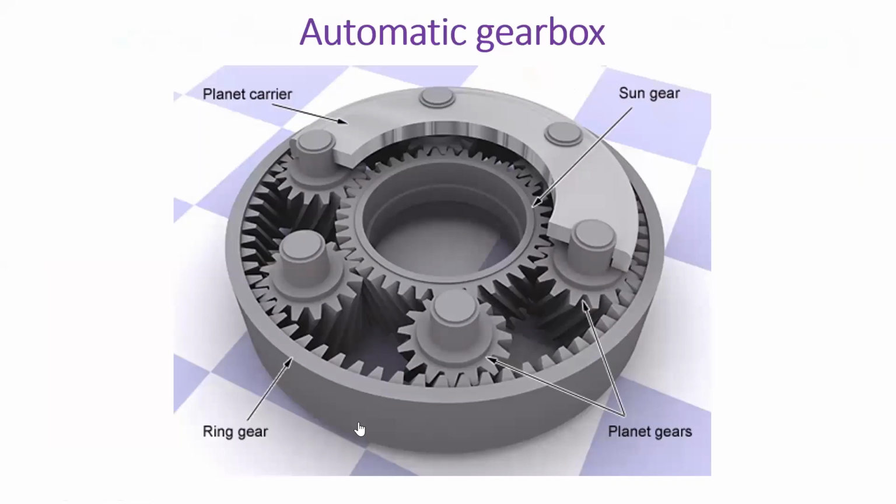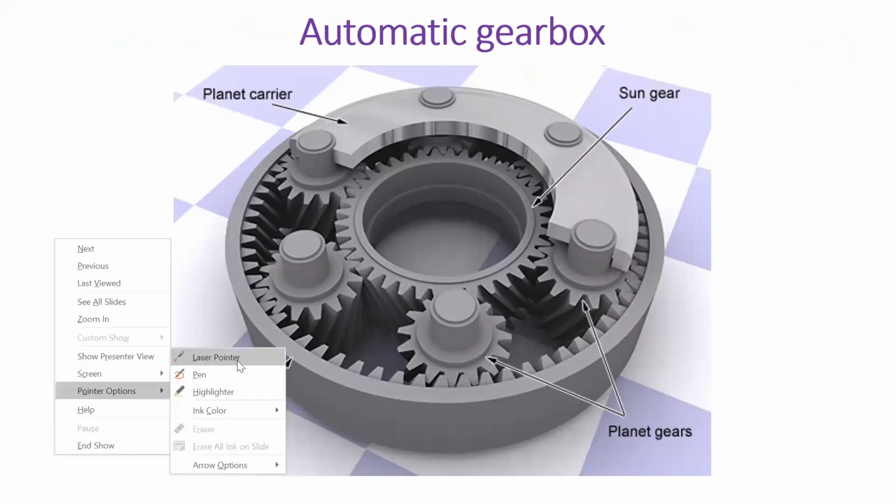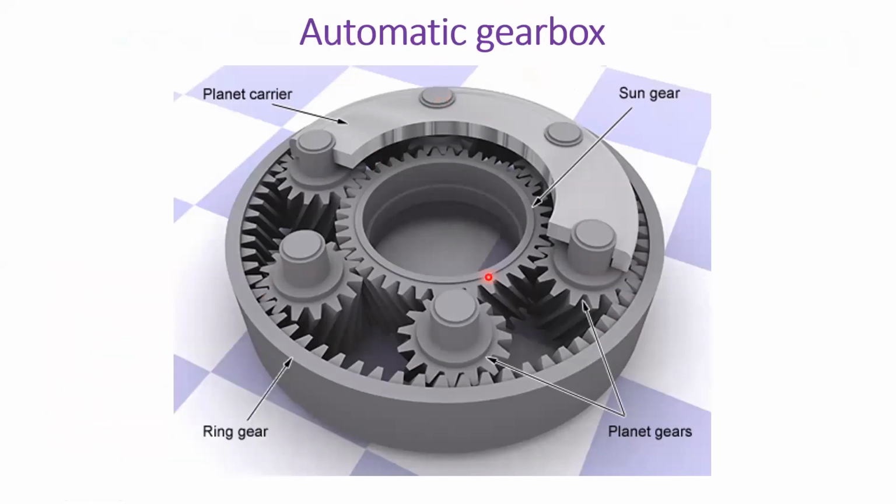Okay, let us go to the very important, interesting topic called the automatic gearbox. It has an arrangement with the sun gear in the center, the different planet gears, and then the planet carrier, and you also have a ring gear. So this is the arrangement of the automatic gearbox.